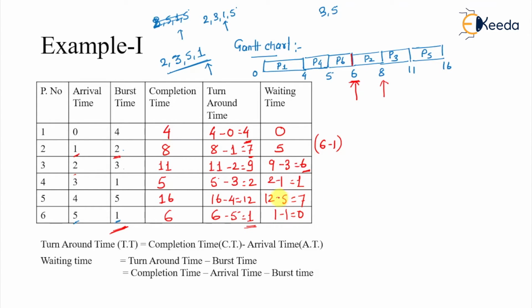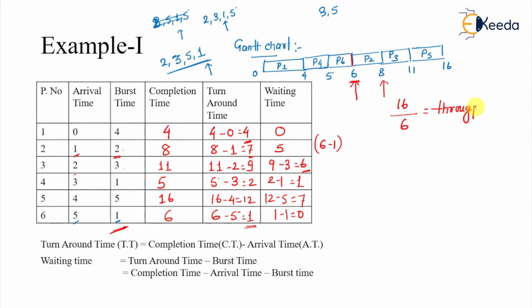Fine. So now this is it. If you talk about the complete length of the schedule, it is 16, and the number of jobs you are able to complete here is 6. So 16 by 6 is your throughput.